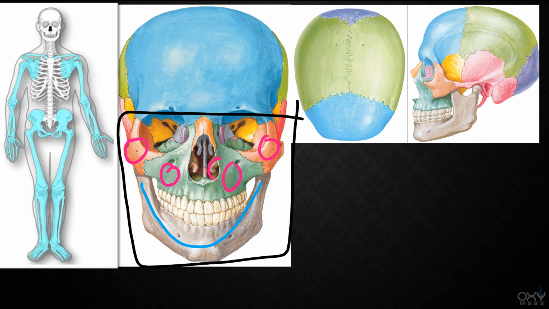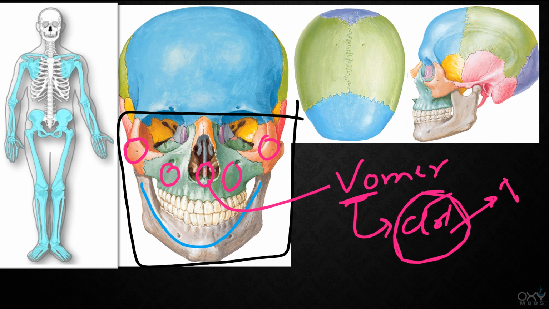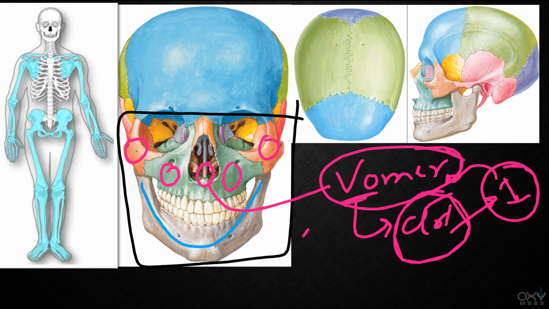and these two bones are inferior nasal concha, and this is the vomer bone, and vomer is the single bone. V means one, and one means one. So vomer is a single bone, or it is an unpaired bone.